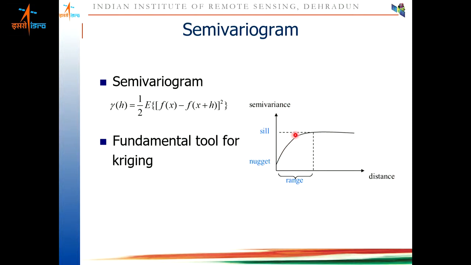This graph goes like this, and it will follow this kind of pattern only if there is autocorrelation present. What this graph tells you is that there is autocorrelation present up to this distance. After this distance there is no autocorrelation present. The distance up to which autocorrelation is present is called the range. After the range, the graph achieves a constant value, and that value is called the sill of this semi-variogram.